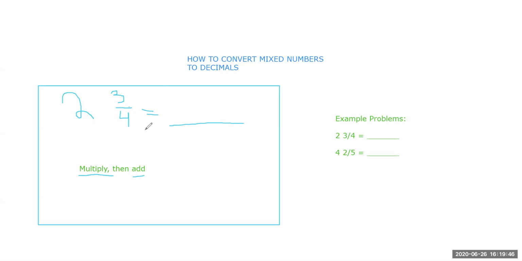So I'm gonna do multiply in a different color. I'm gonna do it in purple, and then add I will do in dark blue. Okay, so first thing, you're gonna multiply these two numbers, 4 and 2.